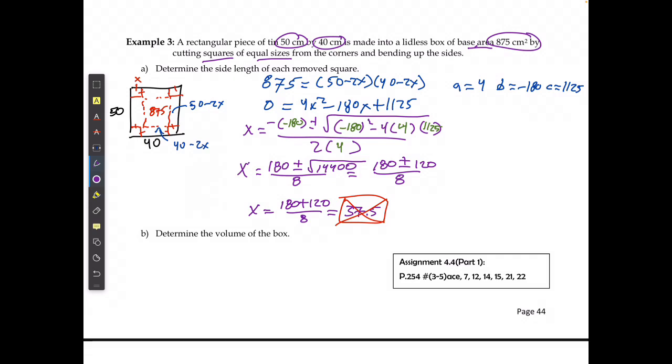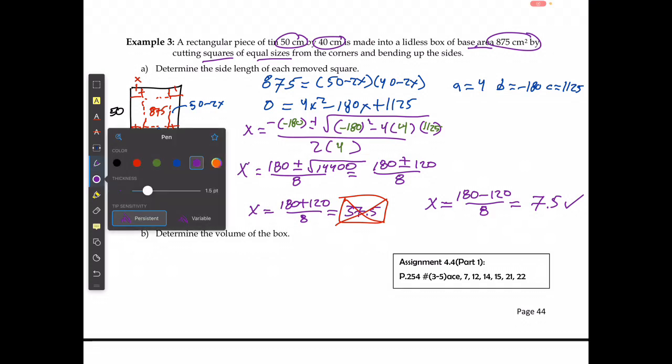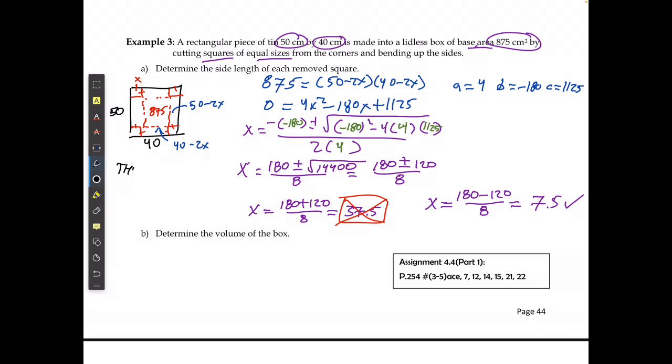So I look at the other possibility. X is equal to 180 minus 120 over 8. And this gives me 7.5, which makes sense. So the side length is 7.5 centimeters.